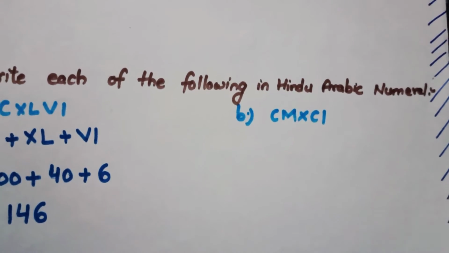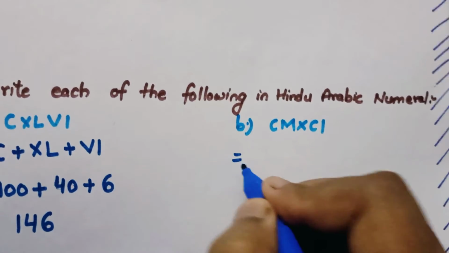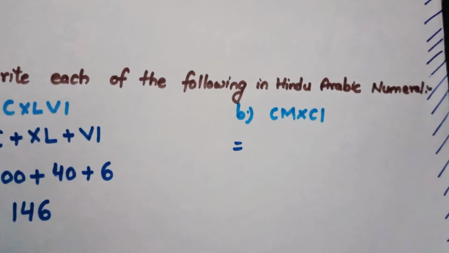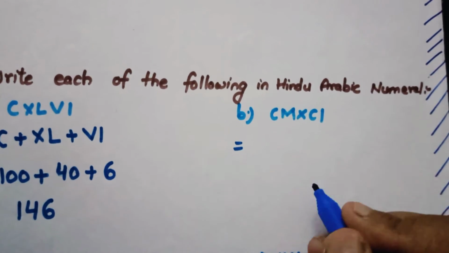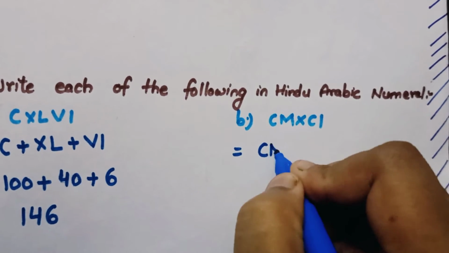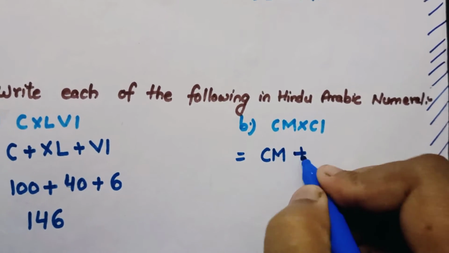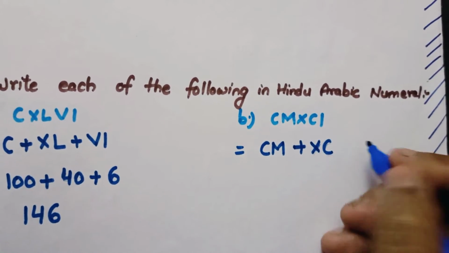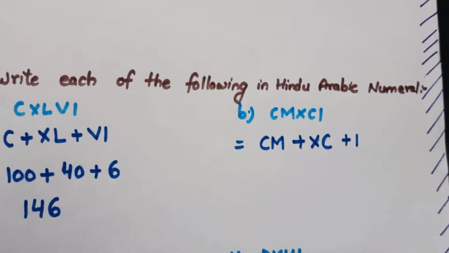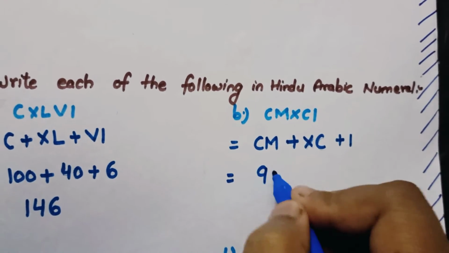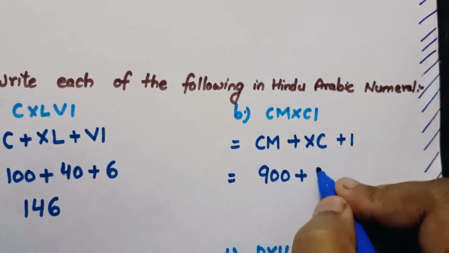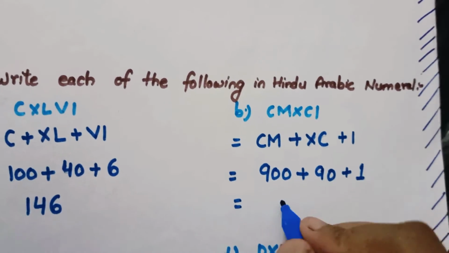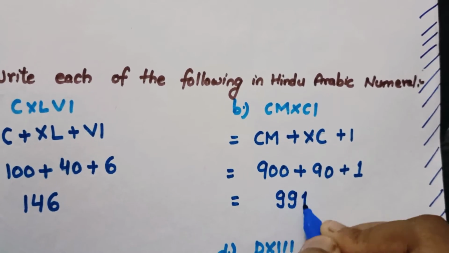Okay, now our next question is CMXCI. First of all, let us see how we can expand it. We have a proper and specific number for CM. CM stands for 900. Then XC also has a proper number, that is 90. Then I means 1. So CM means 900, XC means 90 and I means 1. So our answer will become 991.